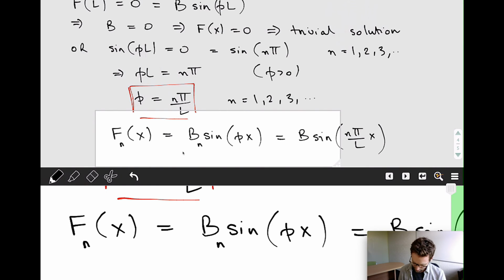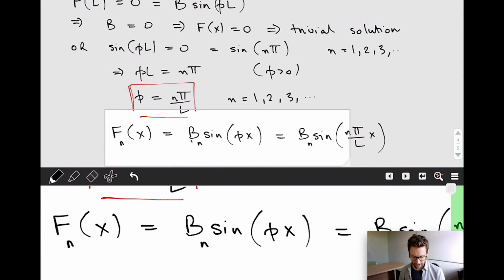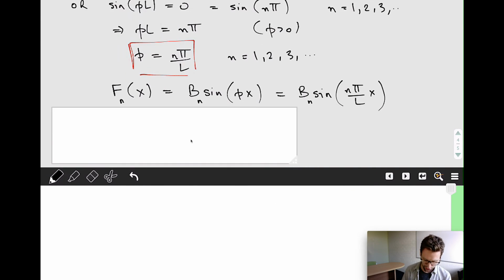So I'm going to put a little subscript n in front of f to indicate that this is the solution for that particular value of n. And I'm going to put a little subscript n beside b to indicate that that's the coefficient corresponding to the solution for that particular value of n. Okay, so now I found f of x for all possible values of n. Now I'm ready to go back and actually solve for g of t.